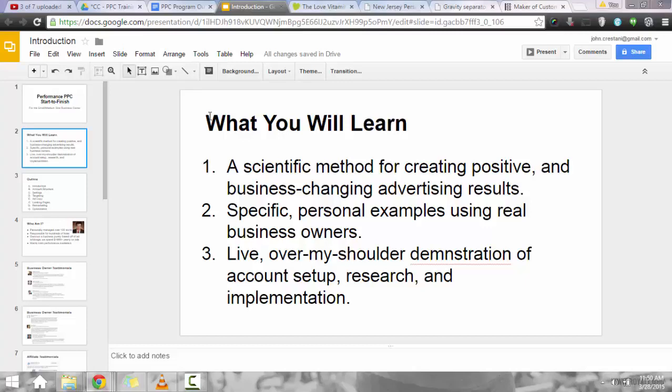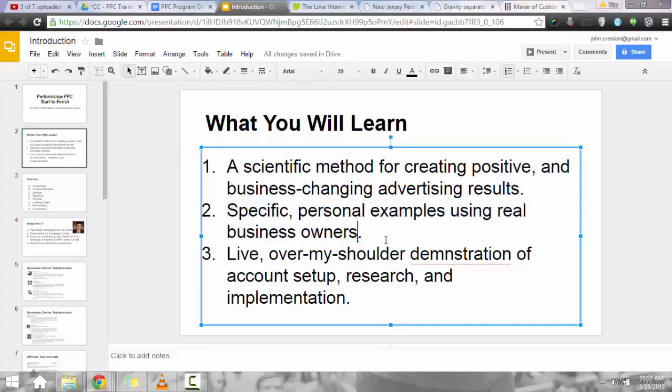One is really, I'm a very quantitative person, so this will be a scientific method for creating positive and business changing advertising results. This is going to be buffeted by my own personal experience working with hundreds of businesses and accounts in different industries, and what I've seen works best.